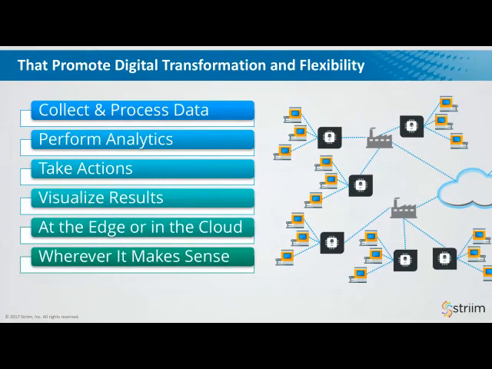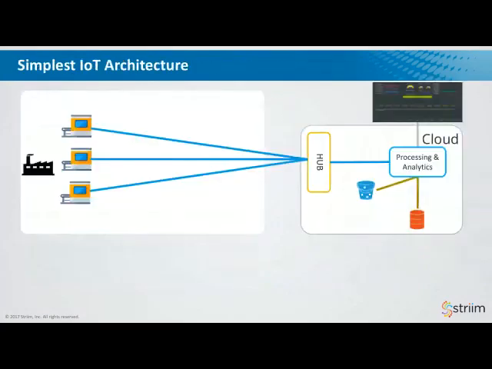Let's start with the simplest kind of IoT architecture. And this is what a lot of people think about as IoT. You have devices and they send data to the cloud. And that's where you do your processing and analytics. And yeah, there's a lot of examples of that, but there are also a lot of issues with that kind of architecture.